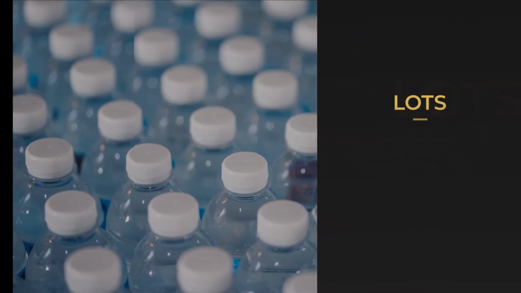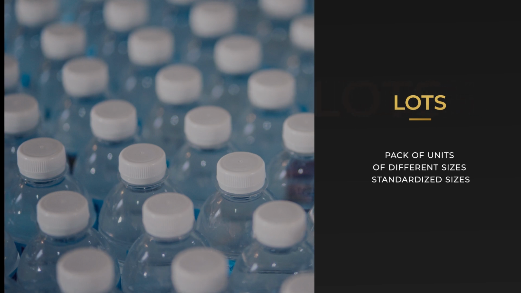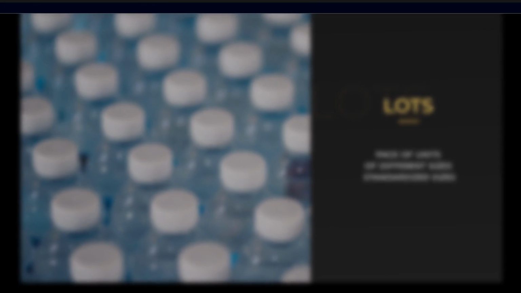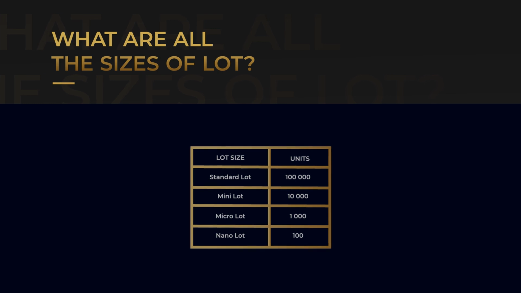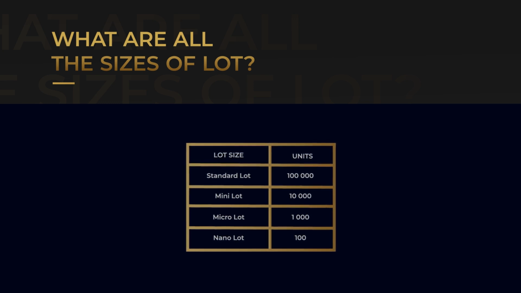Lots are packs of units of different sizes. They have standardized sizes, a bit like a pack of water, where usually you buy the whole pack. You choose the size, the volume, the pack that suits you, with for example 4, 6 or 10 bottles per pack. Here are the different sizes of lots. The standard lot contains 100,000 units, the mini lot contains 10,000, the micro lot contains 1,000, and finally we have the nano lot which contains 100 units.